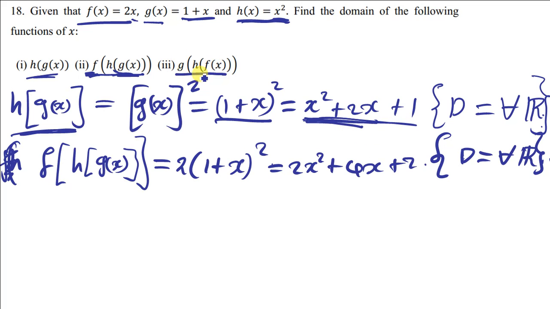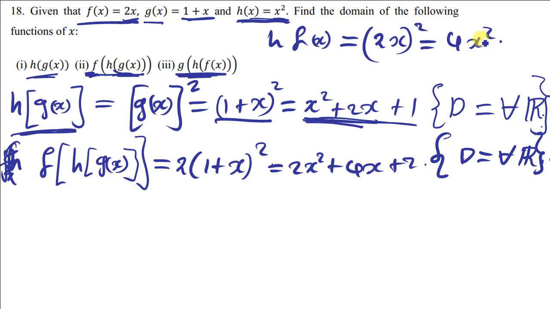So let us now try to find this one. First we have to find h of f of x, which means in h we're going to replace x with f of x. So h of f of x is simply, in h, where there is x, I'm going to put f of x. So I'm going to have something like this: 2x, and then squared. This will give me 4x squared.